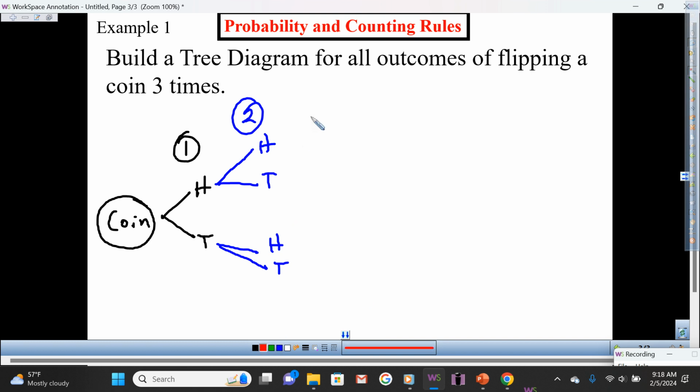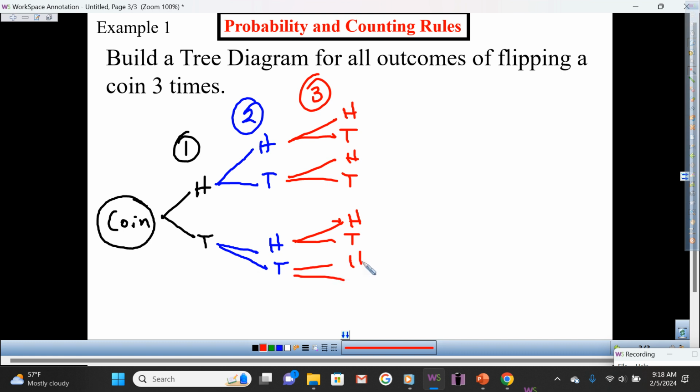Let's go to the third flip. Again, the probability is what? Heads, tails, heads, tails, heads, tails, heads, tails. So that's 3 flips, and these are all the combinations for probability.